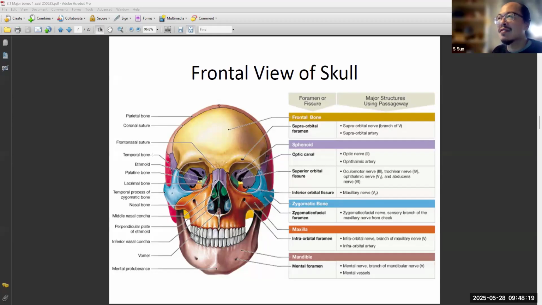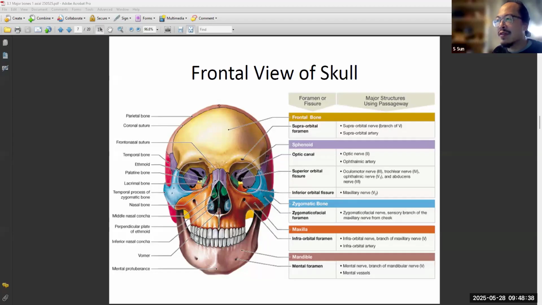Let's look at this one here. Yeah, so we cover everything here already. Here is a suture. That's the frontal nasal suture, nasal bones, ethmoid, lacrimal. So our eyeball is formed by multiple bones.